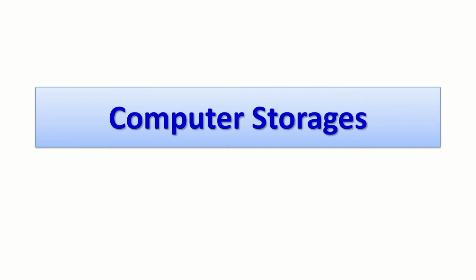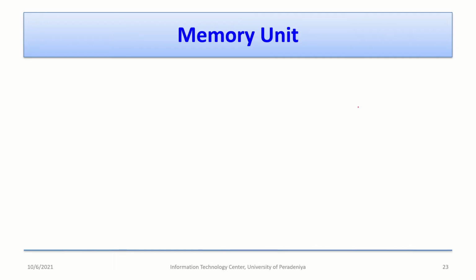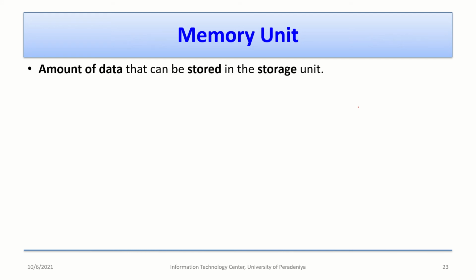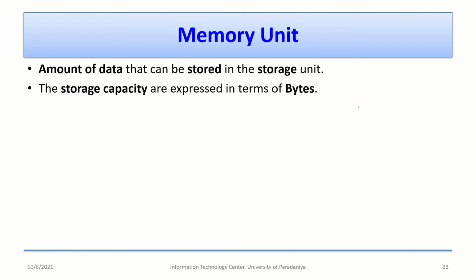Okay, and then we come to the computer storages. So first one is the memory unit. What is a memory unit? Actually, a memory unit means the amount of data that can be stored in a storage unit, right? The amount of data that can be stored in the storage unit. So the storage capacity is expressed in terms of bytes, right? The storage capacity is expressed in terms of bytes.